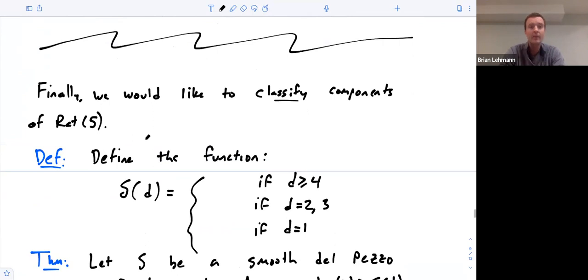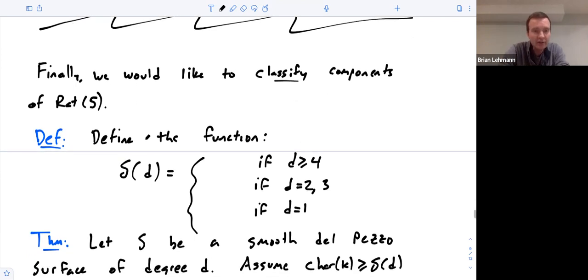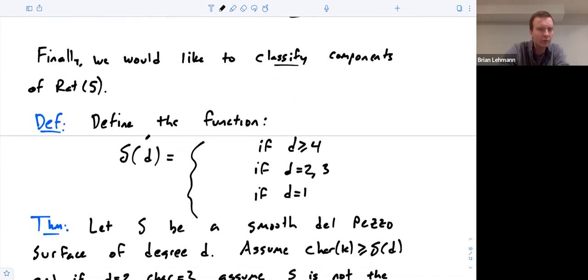Okay. So the last thing that we'd like to do is maybe return to the classification problem. So now let's suppose we have a Del Pezzo surface S, and we'd like to classify all the components of the parameter space of rational curves. So to do this, we're going to rule out certain pathologies. We're not going to do it for every Del Pezzo surface. We'd like to rule out the bad ones. So to do that, we're going to restrict the characteristic.